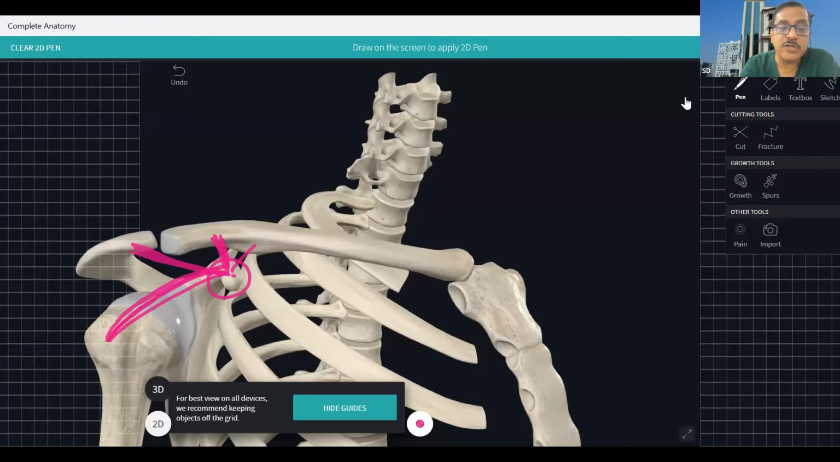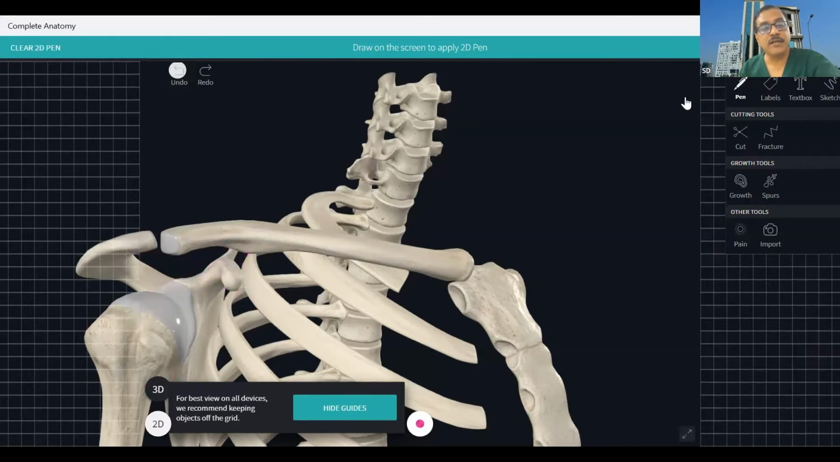A few muscles also originate here. One of them is the short head of the biceps muscle, and then the coracobrachialis muscle. They are the two muscles. And from the tip of the coracoid, another muscle comes, the pectoralis minor. Let us clear this drawing.